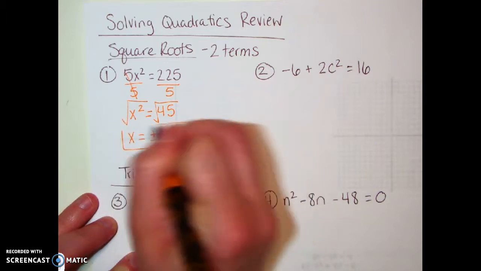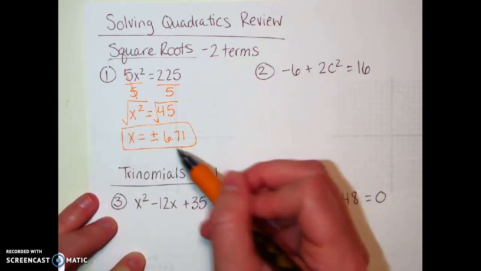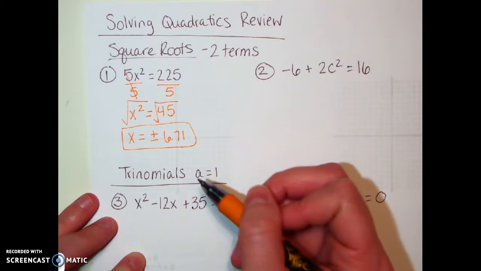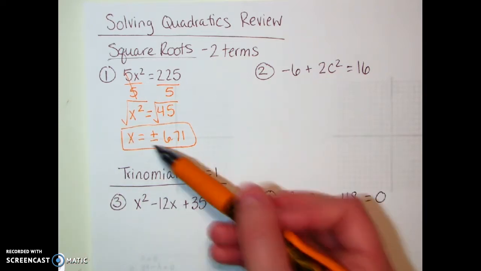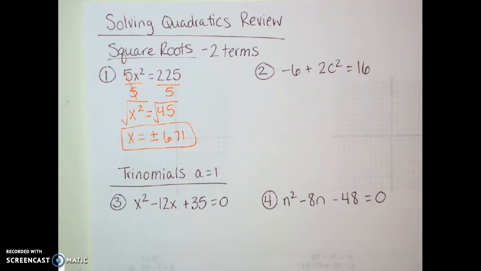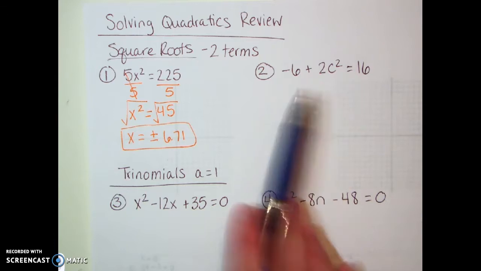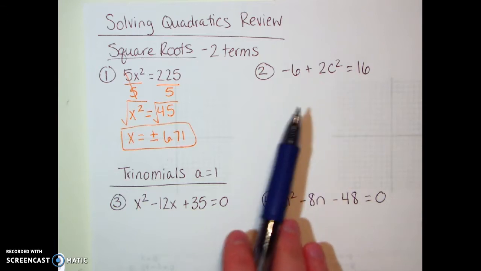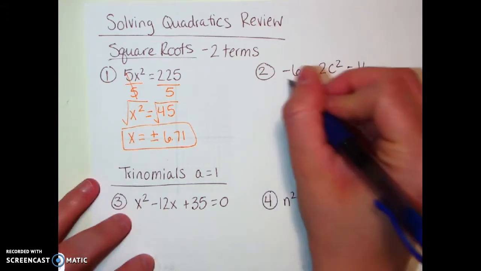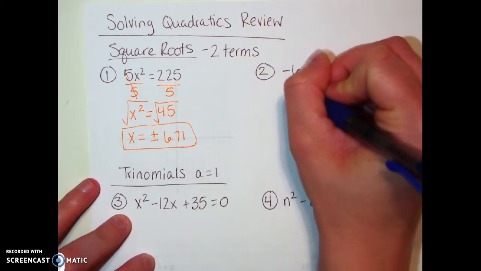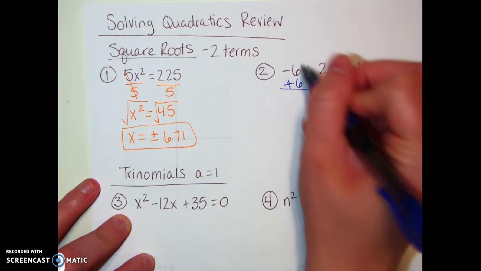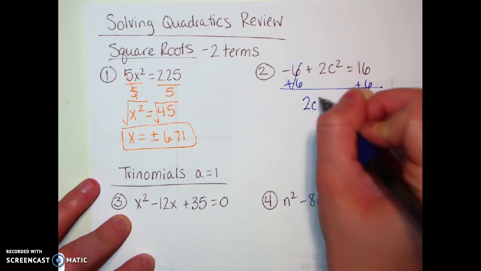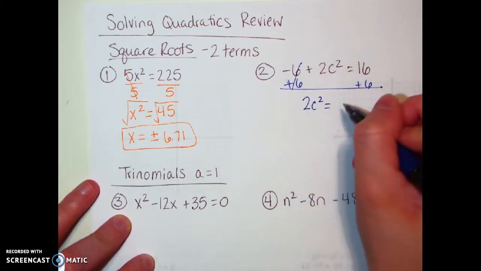If you wanted to, you could write out x equals 6.71, and then you could also write negative 6.71 if you wanted to. It's just easier to do the plus or minus sign, I think. You can go ahead and pause this if you would like and try this one. You're going to have to combine like terms first. So I'm going to add 6 to both sides. So I get 2c squared equals 22.